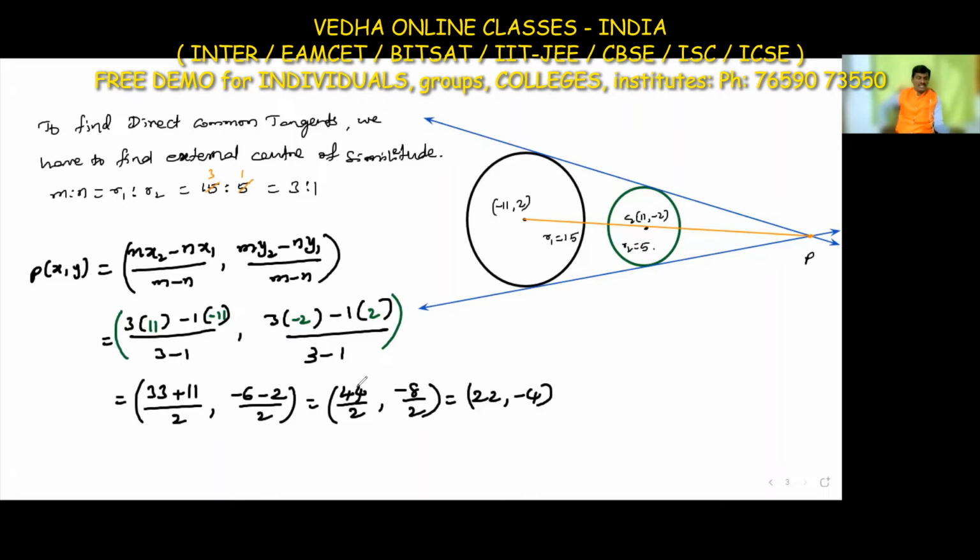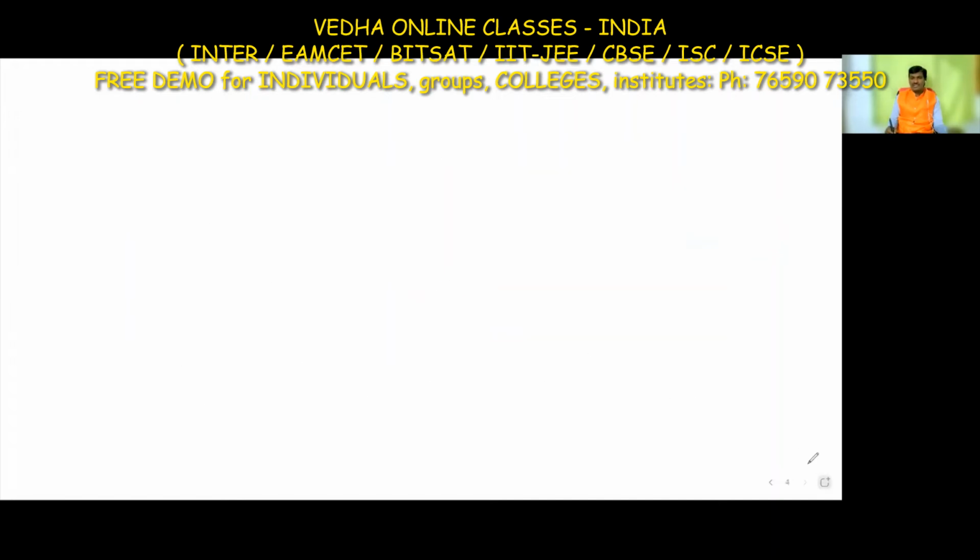This is the external center of similitude. After getting this point, the external center of similitude, we have to take any one circle equation, and by using that circle equation, we have to find the equation of the direct common tangent. For finding direct or transverse common tangents, we have only one common formula.